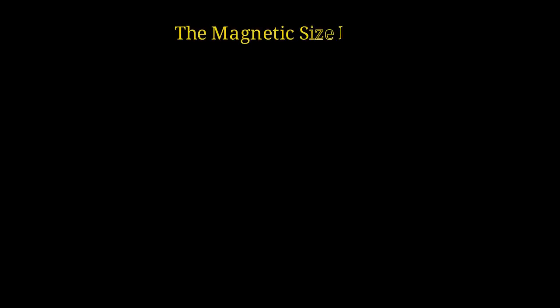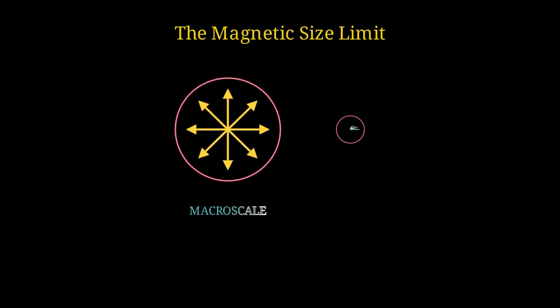Welcome to an exploration of one of the most fascinating phenomena in nanoscience, the magnetic size limit. As we shrink magnetic materials down to the nanoscale, something remarkable happens. Their magnetism fundamentally changes.